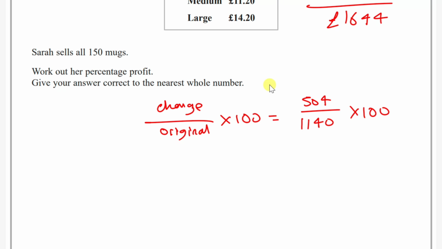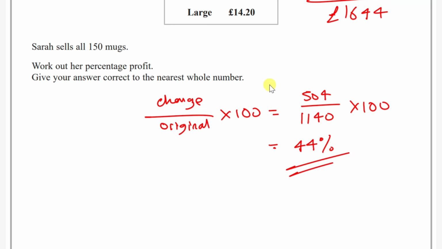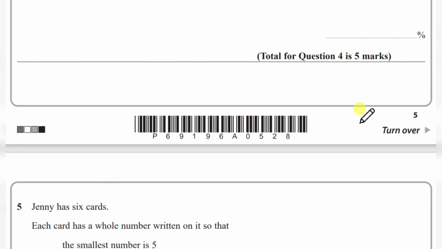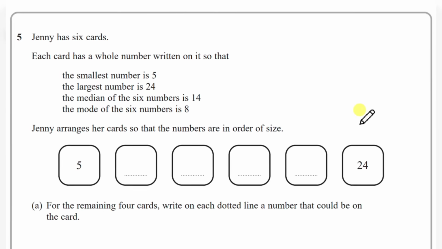So once you put that in the calculator, you should get a percentage profit of, and I'm guessing it should be near 50% or less. Well, you should get about 44% to the nearest whole number, yeah? That should be your answer. Nice. So, let's move on. And that's worth 5 marks. Wow, that's a lot.